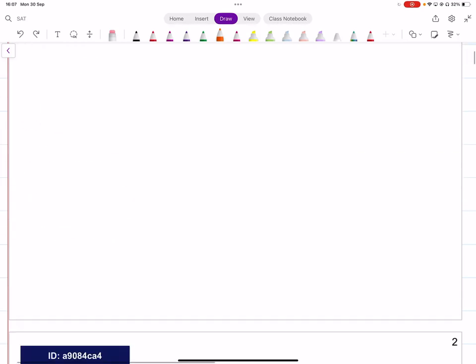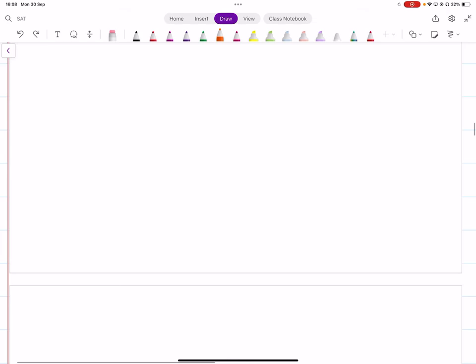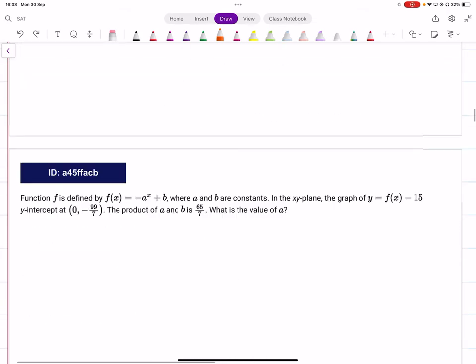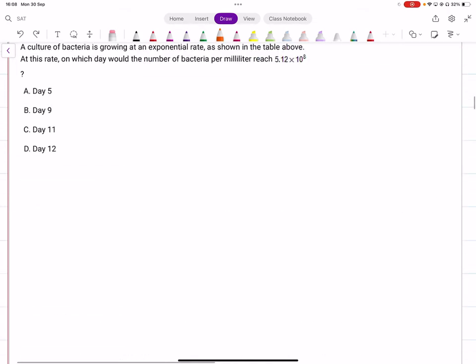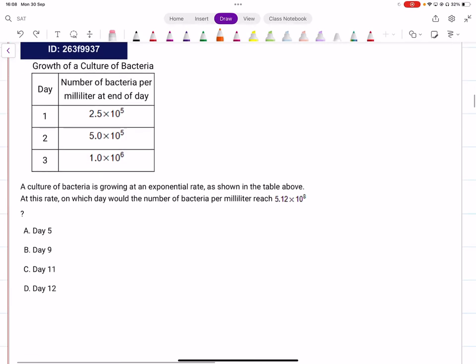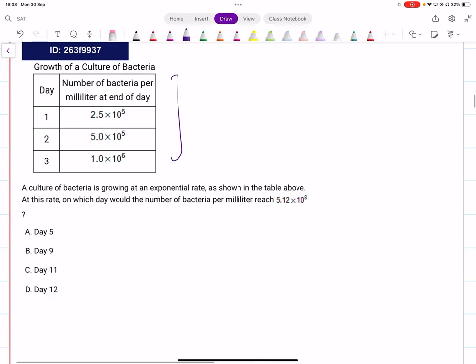Okay, let's look at question number 7 from this. Growth of a culture of bacteria. We have these data points given. A culture of bacteria is growing at an exponential rate, as shown in the table above. At this rate, on which day would the number of bacteria per millimeter reach 5.12 into 10 raised to power 8? What is an exponential function like?